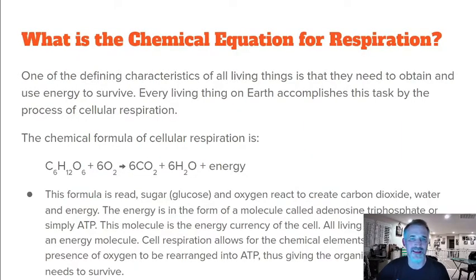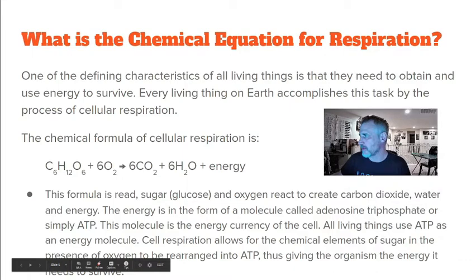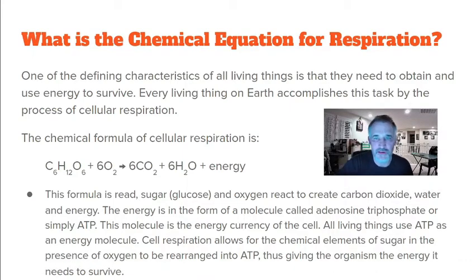So, what is the chemical equation for respiration? It's going to look very familiar to you because it's basically the opposite of photosynthesis. If you take the products of photosynthesis and switch them over to the reactant side, and the reactants of photosynthesis and switch them over to the product side, you have cellular respiration. One of the defining characteristics of all living things is that they need to obtain and use energy to survive. Every living thing on Earth accomplishes this task by the process of cellular respiration.